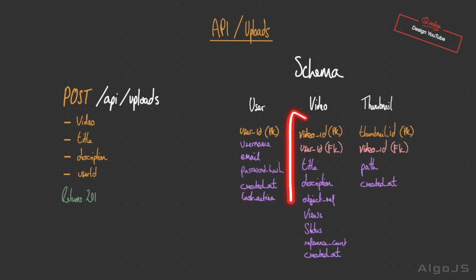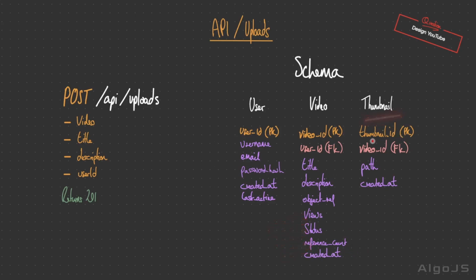With the video, this is the one we're going to mainly be concerned with, right? We have the video ID as the primary key. We have a foreign ID, which relates back to the user table. And then we have various information about the video itself with an object ref here, which indicates the type of storage we're going to be using to store videos. And we'll discuss how we can leverage views, status, and reference count later on in this design.